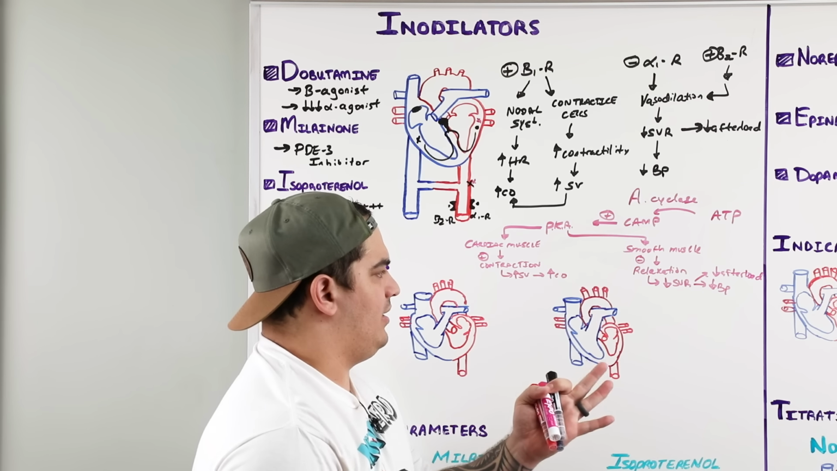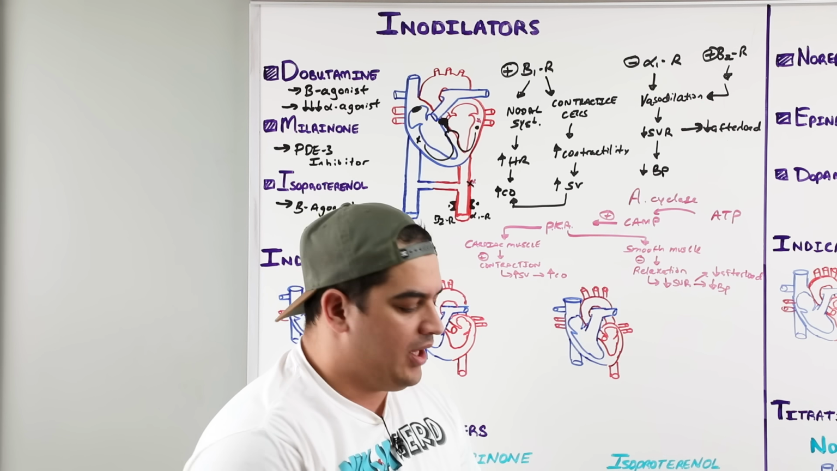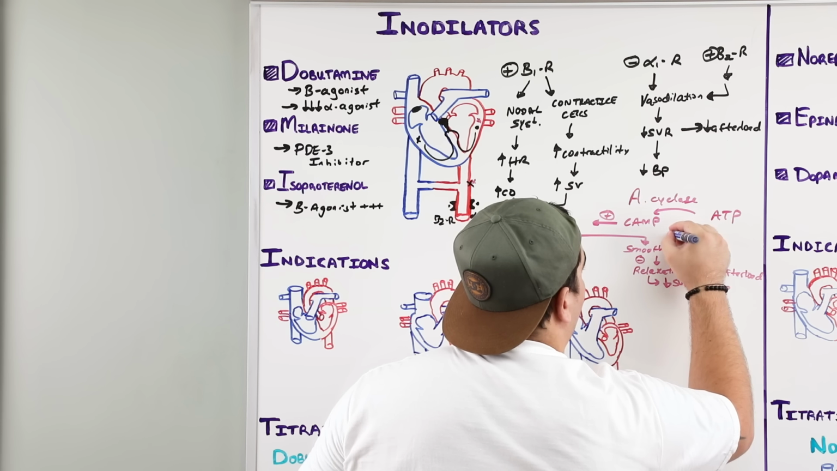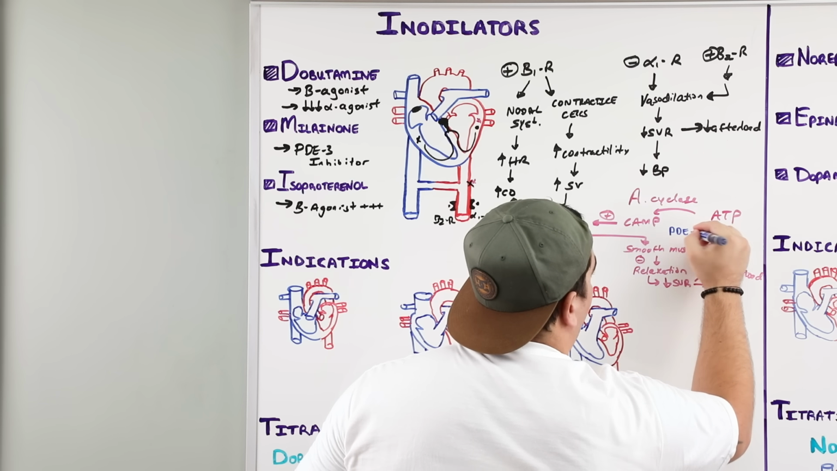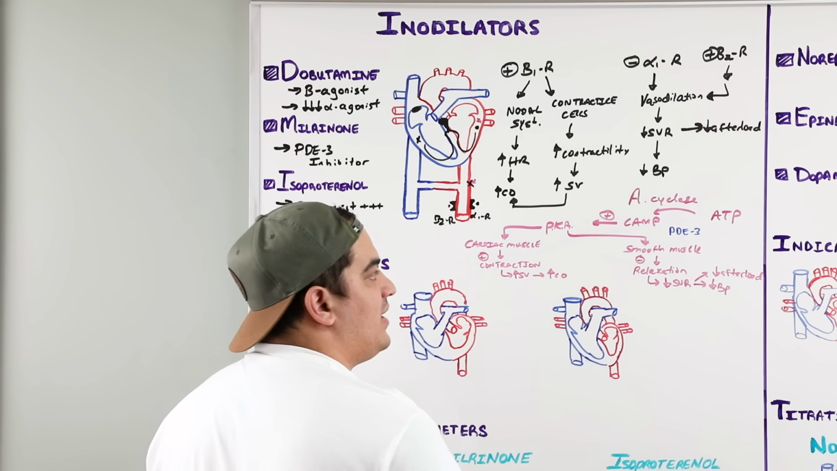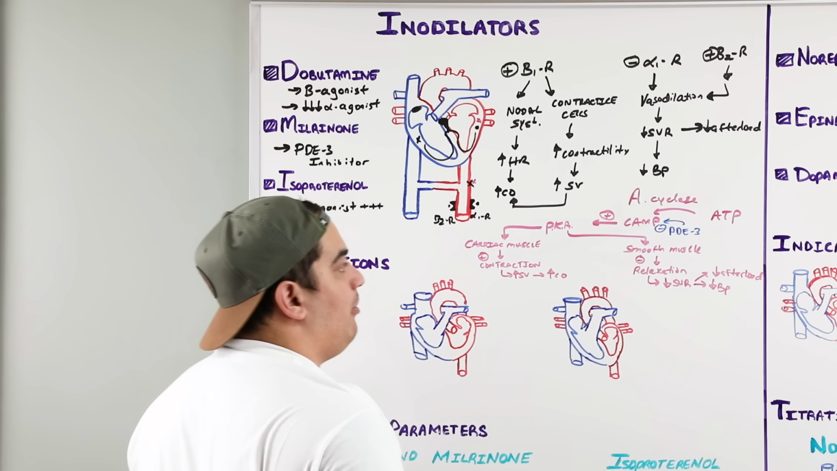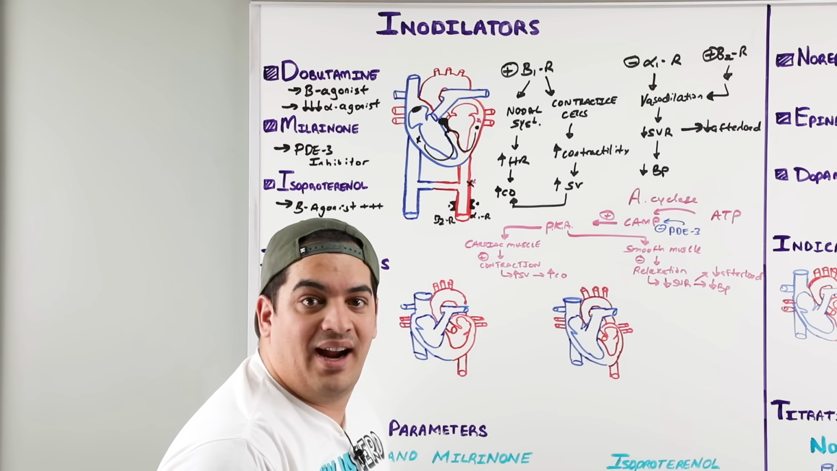Now, you're like, okay, well, where does Milrinone even come into play here? There's an enzyme in blue here. It's called PDE3, phosphodiesterase type 3. What this enzyme does is it breaks down cyclic AMP, and then you lose all of this effect here.